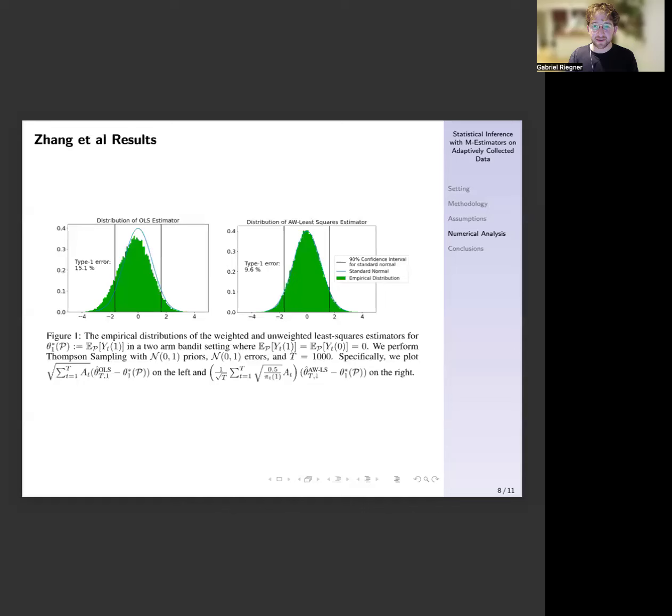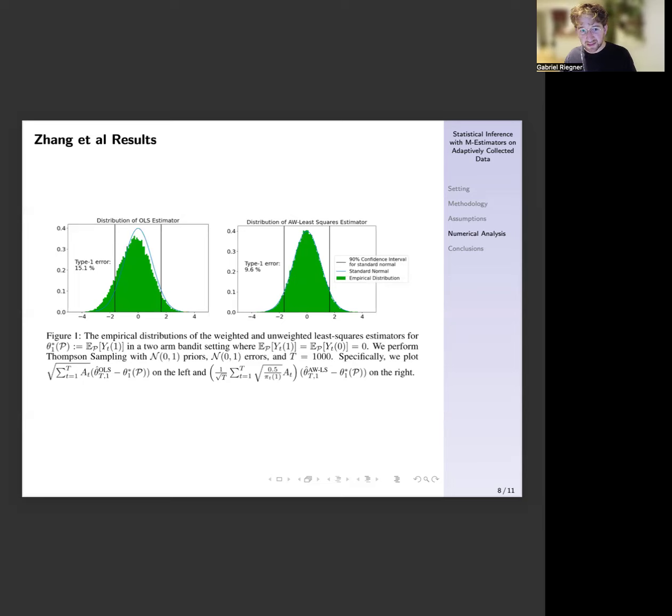So these are the results presented in the paper. In the left panel, the histograms display the distribution of the z statistic for the unweighted least squares, or OLS, estimator. And here notice that the distribution deviates from the standard normal, indicating that the inference based on the OLS estimator is invalid under adaptive sampling. So the central limit theorem that's applied without the weighting scheme does not account for the fact that there's dependence in this adaptively sampled data.